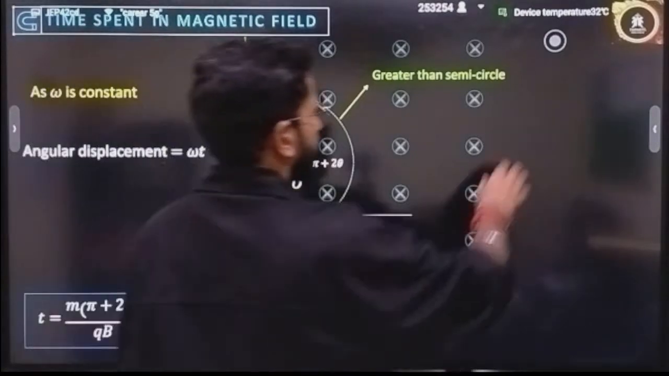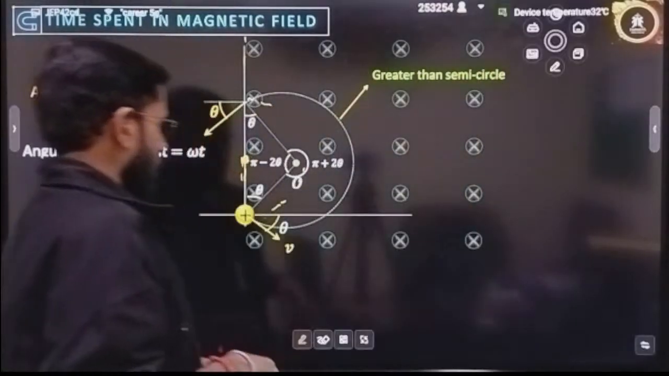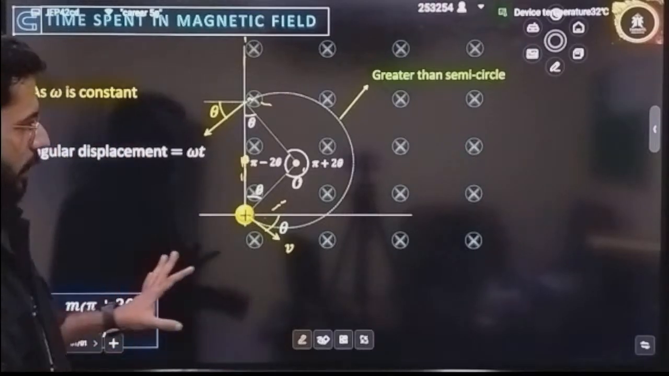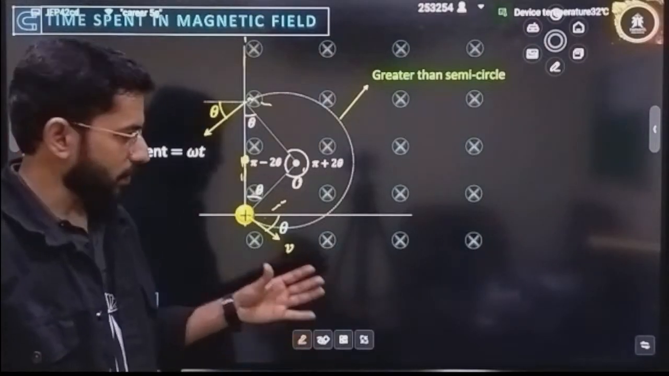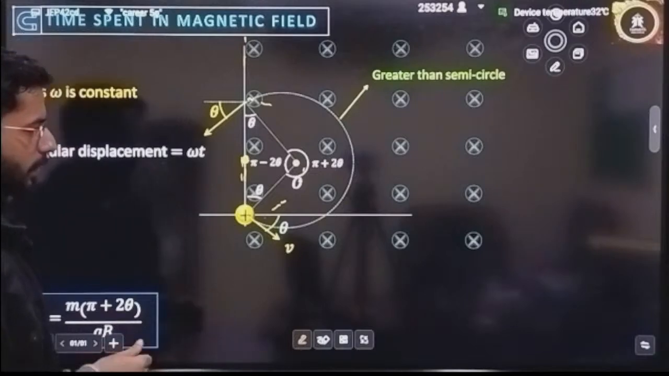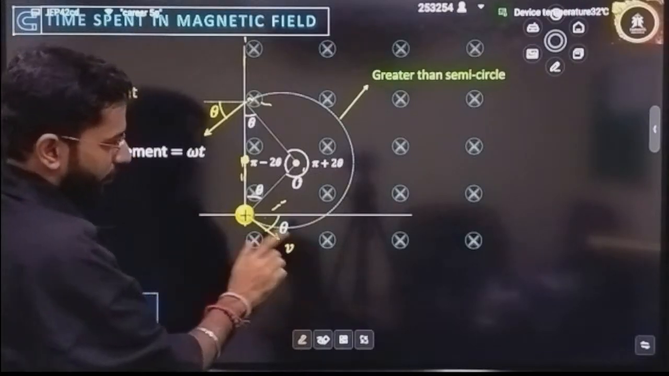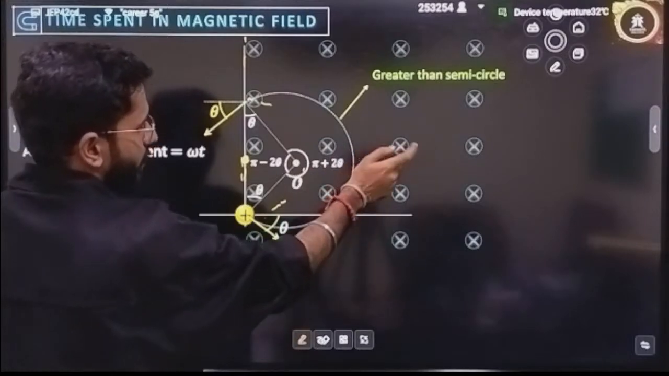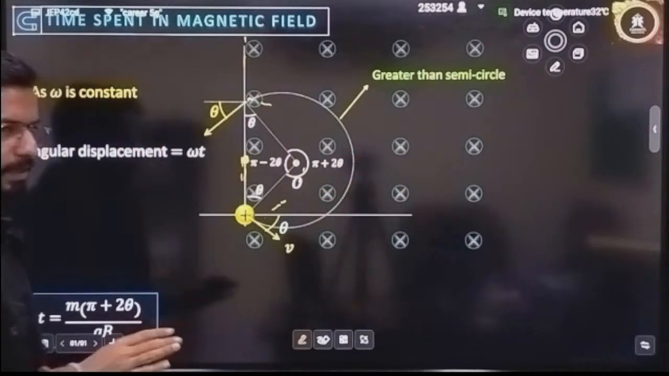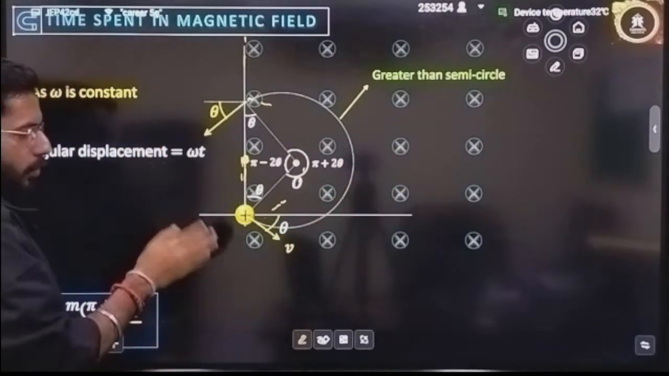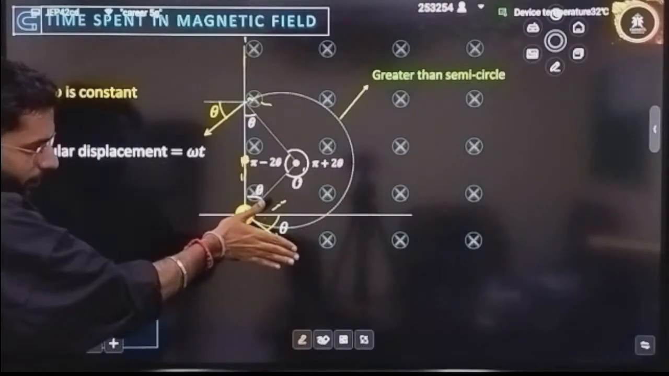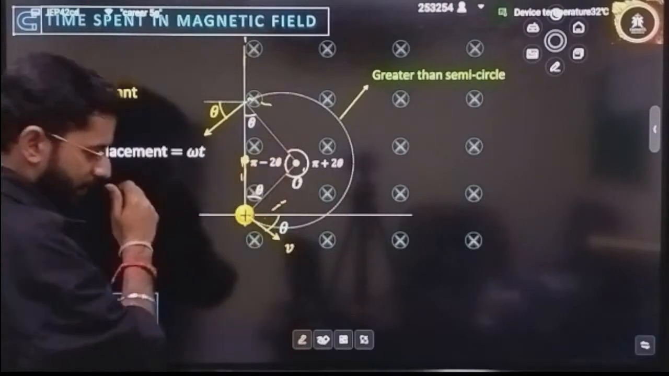Now check this one. Again omega is constant, but we are not making it at some different angle. Let's see what we are going to do. This is the velocity at which I have thrown this, and from here the magnetic field also starts, and this is inside the plane. It is clear from the diagram only. Now, what is the first step? Firstly find the direction of force, V cross B. What is the direction that you are getting?